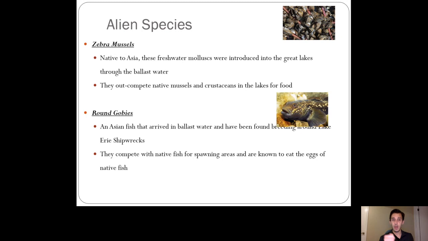Okay. Now, the round gobies, they are a similar idea. They end up in the ballast tanks of boats. Okay. And they breed a lot in Lake Erie shipwrecks. Okay. So there are ships that are wrecked in Lake Erie. And they outcompete native fish for areas to spawn, that is, mate or reproduce. And they eat the eggs. So not only do they mate better than our native fish, but they eat the eggs of our native fish as well. So that gives those native fish very little opportunity to survive and reproduce.